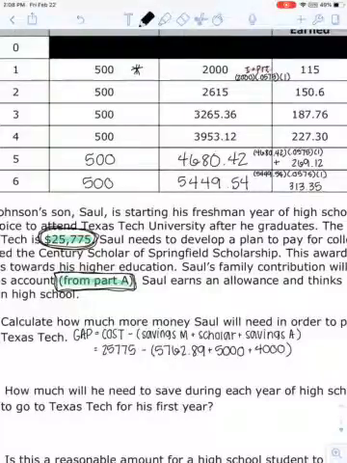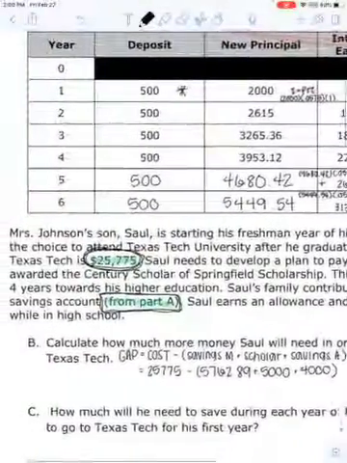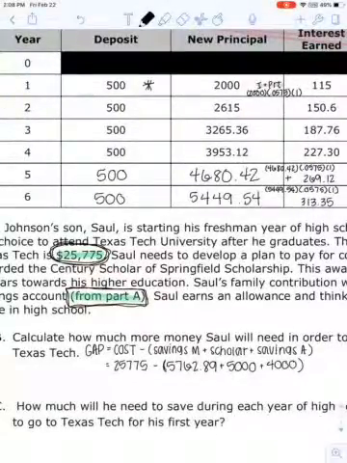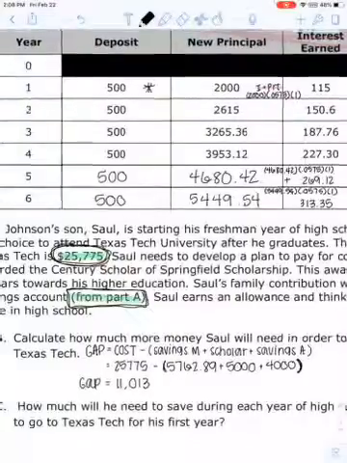Then when you type that into your calculator, you don't have to do these as separate pieces. You can type it just as you see here. Please, please, please remember to put your parentheses. Remember, if you don't put those, the calculator will automatically do order of operations left to right. So once you type that into your calculator, you figure out that the gap equals $11,013. So that's how much more money he will need to pay for his first year at Texas Tech.